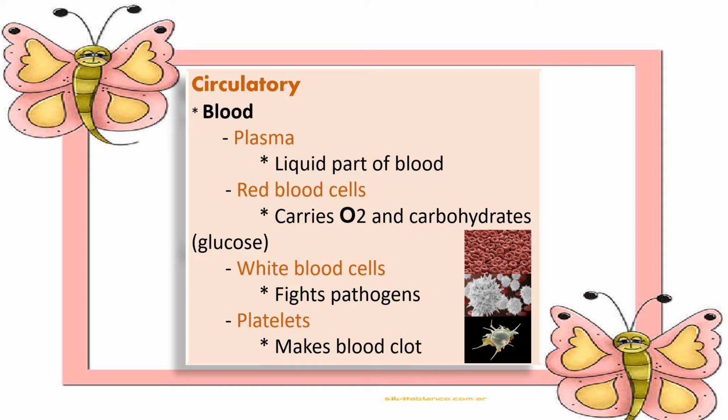Circulatory, you have the blood plasma, which is the liquid part of blood. Then you have the red blood cells. These red blood cells carry oxygen and carbohydrates. These carbohydrates are what we call glucose. Then you have the white blood cells. These white blood cells can fight pathogens. Then you have the platelets, which make our blood clot. So this is how important the circulatory system is.